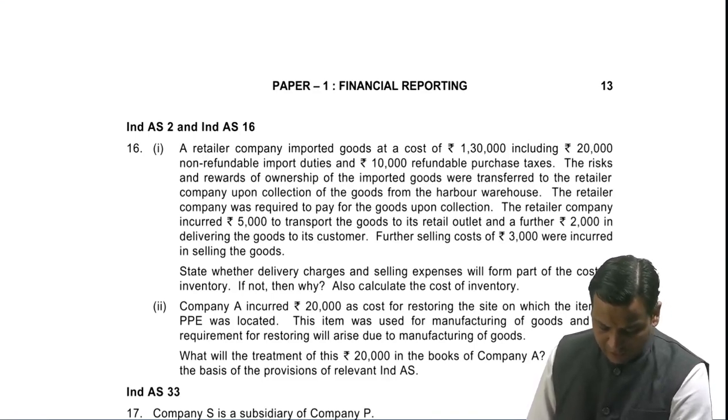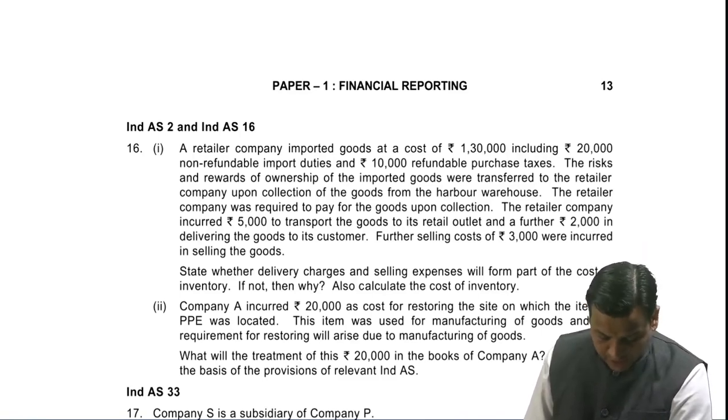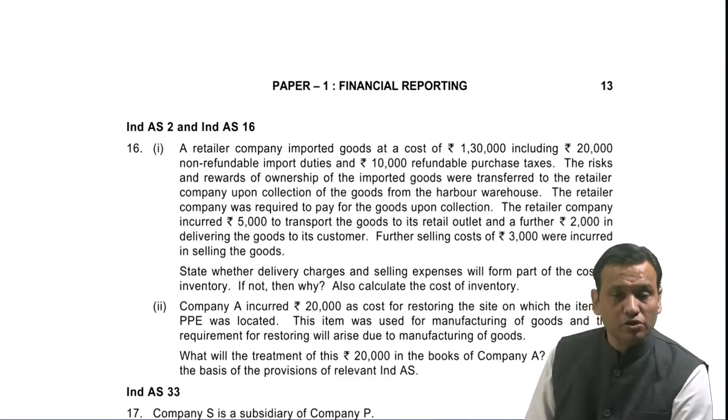The risk and rewards of ownership of the imported goods were transferred to the retailer company upon collection of the goods from the harbor warehouse. The retailer company was required to pay for the goods upon collection. The retailer company incurred 5,000 to transport the goods to its retail outlet and a further 2,000 for delivering the goods to its customer. Further selling costs of 3,000 were incurred in selling the goods.